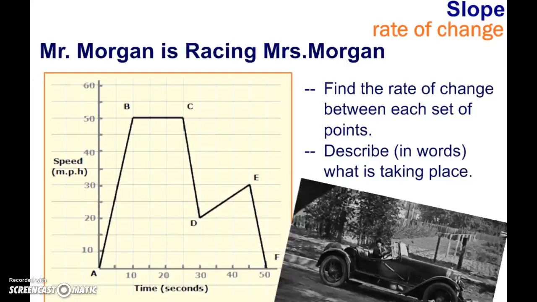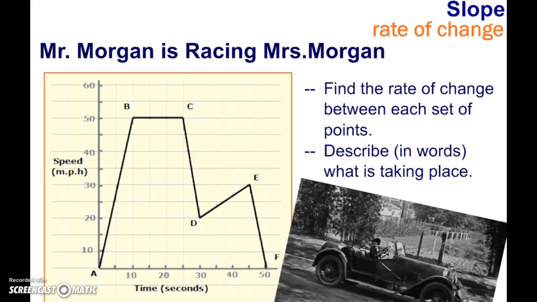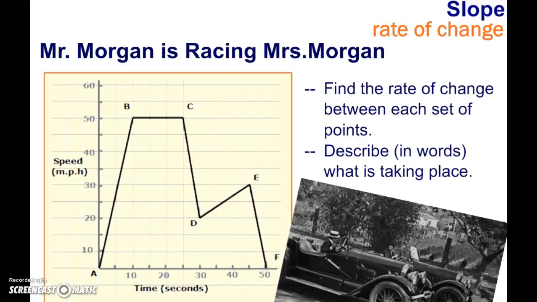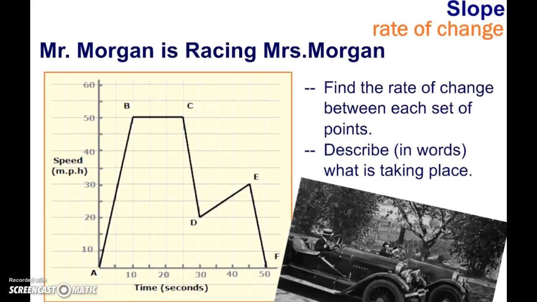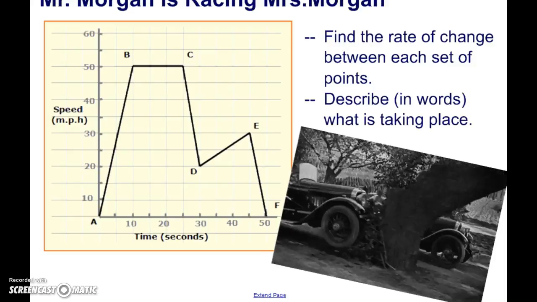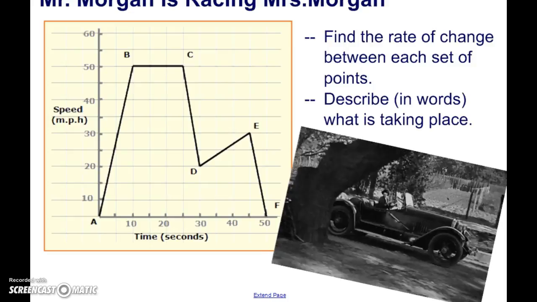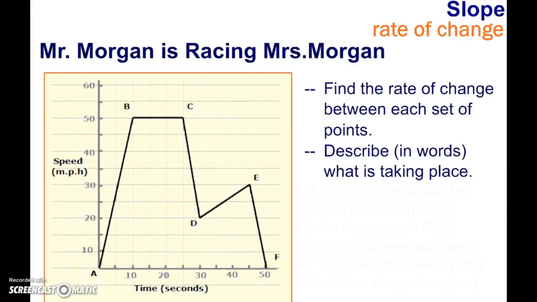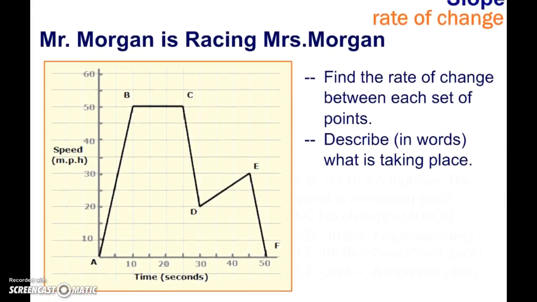One more graph here. Mr. Morgan is racing with Miss Morgan. As you can see, I kind of ran into a tree and I'm out of the race. Well, we want to continue here. So find the rate of change between each set of points. Describe what is taking place. You get a chance to actually do that. So answer the questions, what is taking place, and then we'll go through and check your answers.